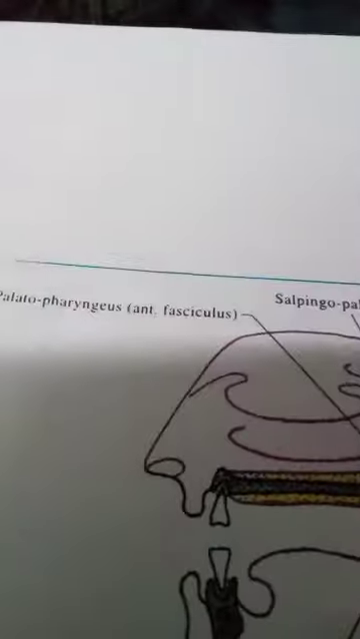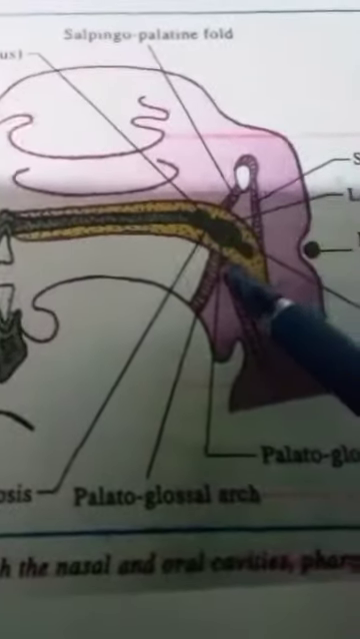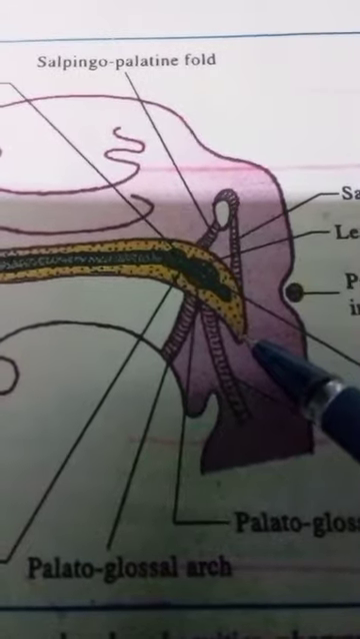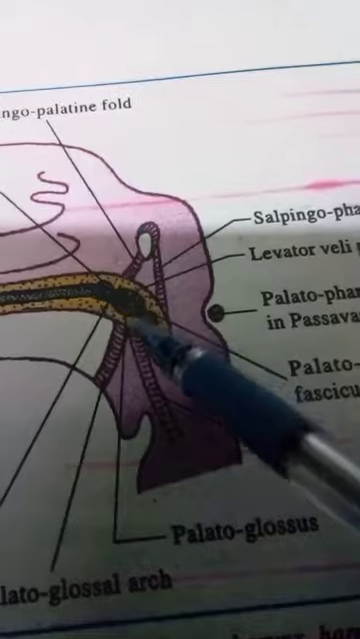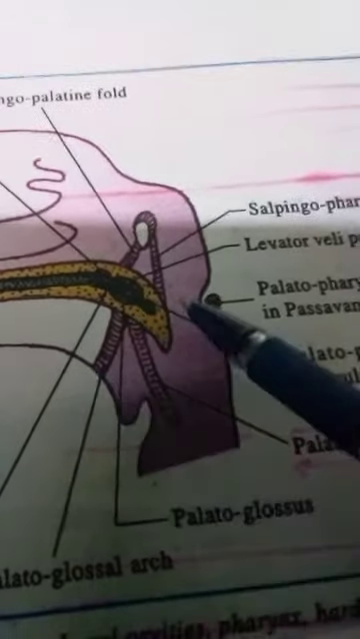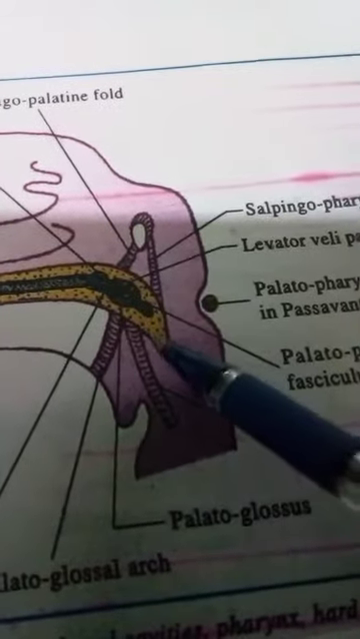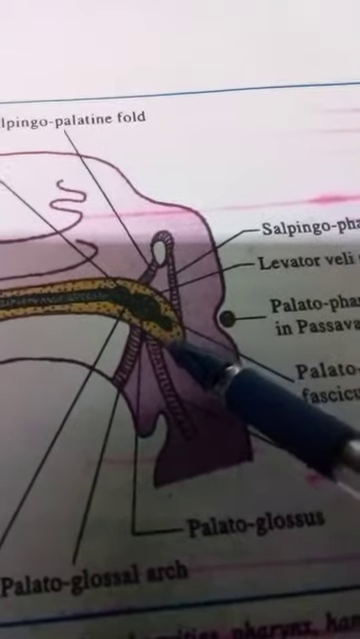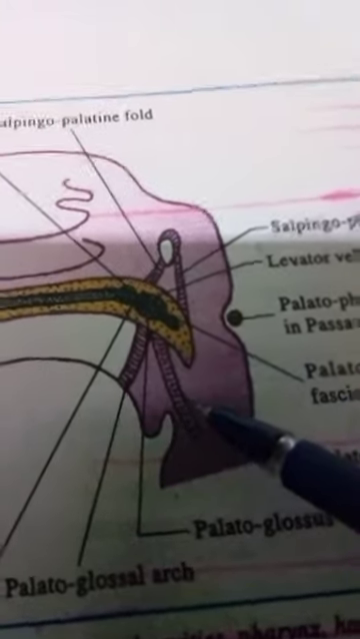From the uvula, you see two folds diverge or run. One fold is palatoglossal fold from soft palate to tongue, and the other fold is palatopharyngeal fold from soft palate to pharynx.